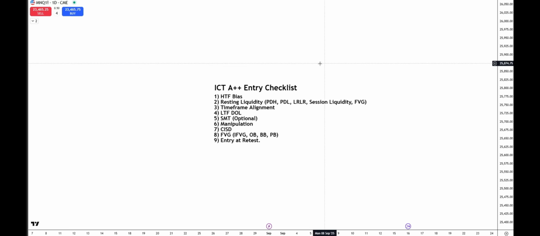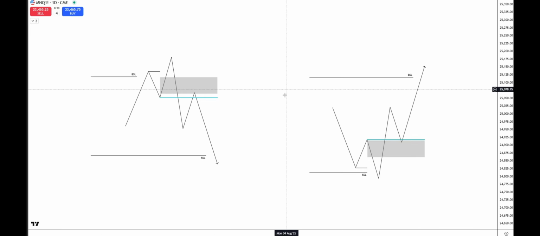Let's go and see some examples of it. This is what I look for in my trades. As you can see on a drawing, this will be my higher time frame objective that has been taken out by the price. After this, it can be my previous day high, session high, or any liquidity pool that I am expecting the higher time frame to take out before reversing.